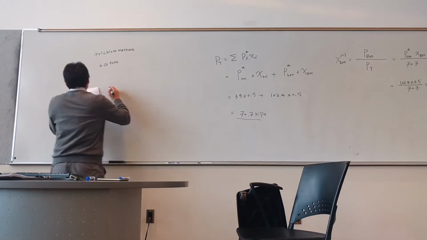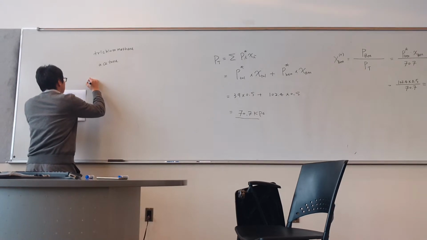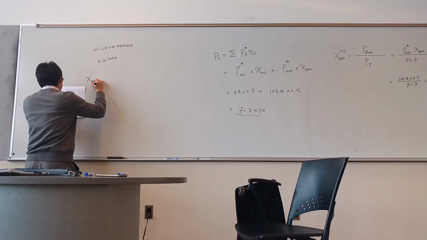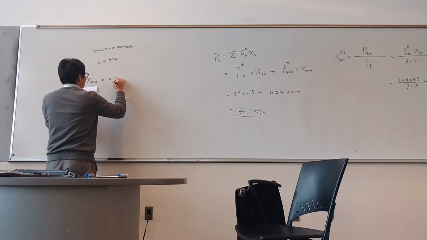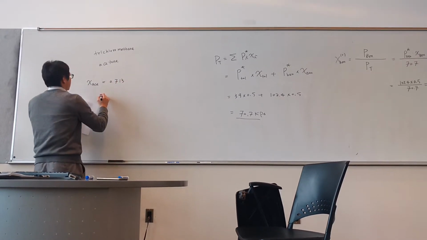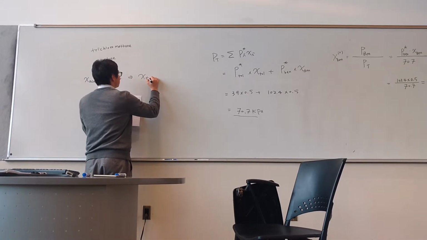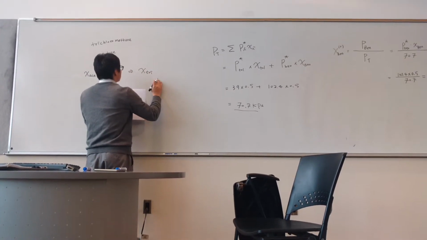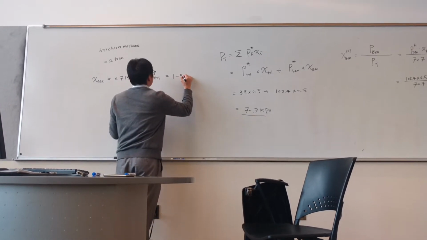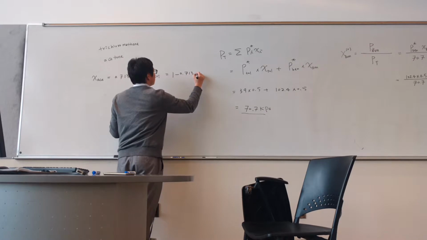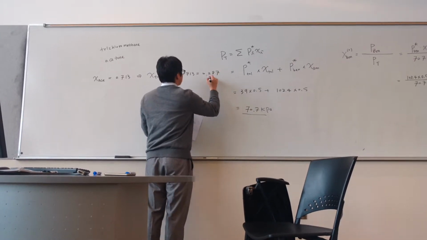Okay. So the things you know: the mole fraction of acetone is equal to 0.713. Okay, and this also tells you the mole fraction of your trichloromethane is 1 minus 0.713, which equals 0.287.